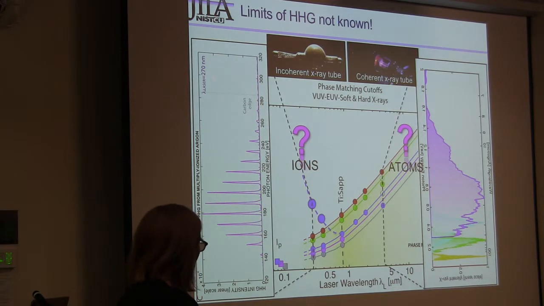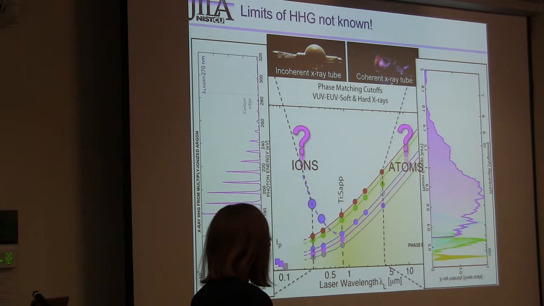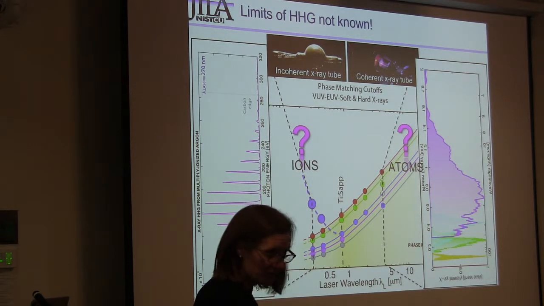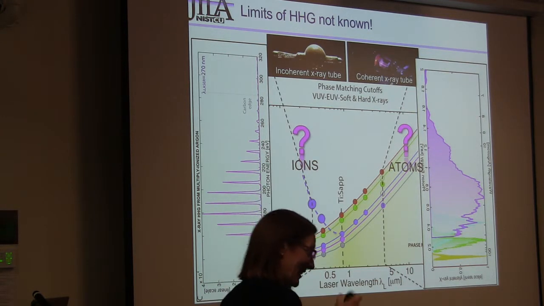So we don't know the limit in either direction. It's very interesting what will be the best route, and then what happens as you approach the ionization potential. So there's a lot of really interesting physics questions here that would be great to shed some light on.